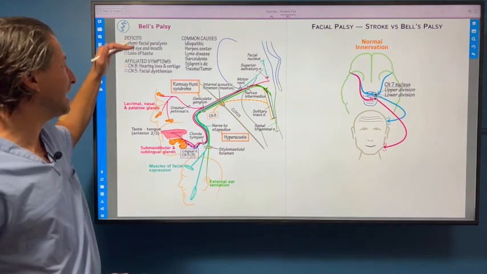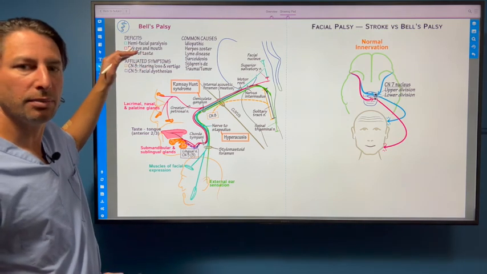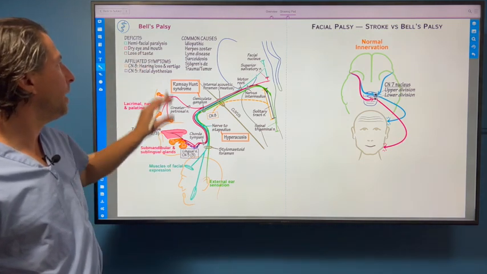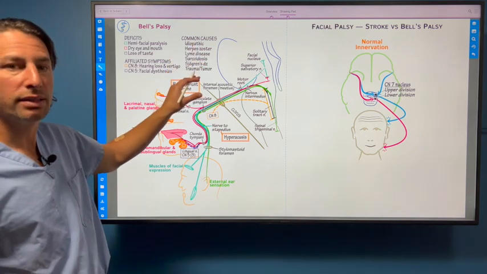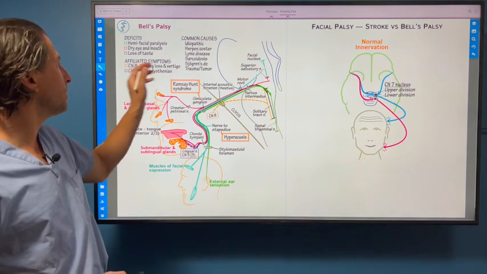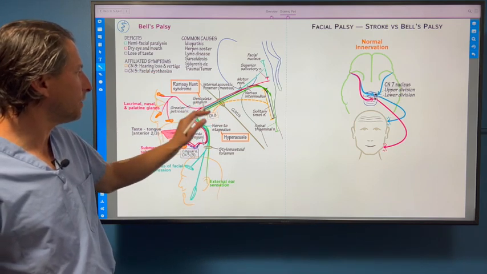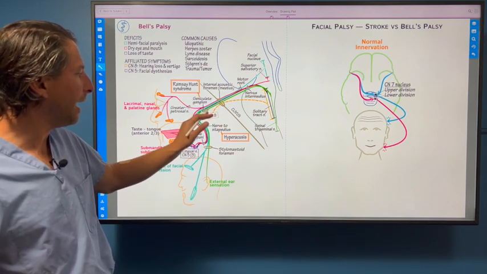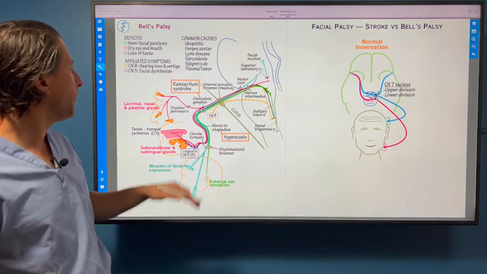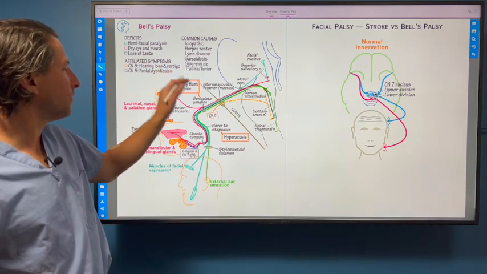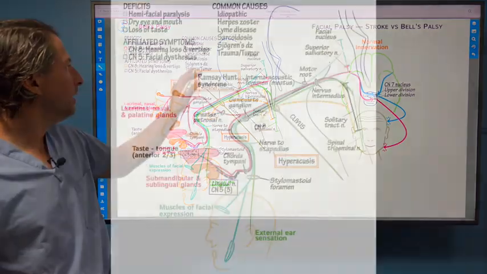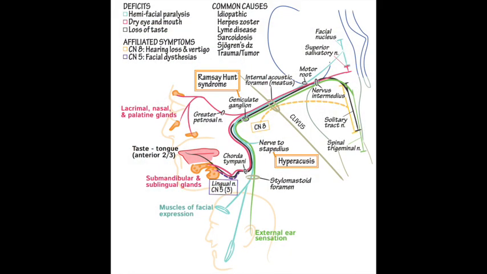These are the various potential deficits that we can use to help us with localization. And then these are some of the common causes that we need to be aware of. And then there's also these potential affiliated symptoms. So there's this Ramsay-Hunt syndrome, and cranial nerve 8 can be affected. There can be hearing loss and vertigo with cranial nerve 8 affected. It's also helpful to know that with some of these autoimmune disorders, there can be bilateral facial nerve palsies, which can point to things like sarcoidosis.